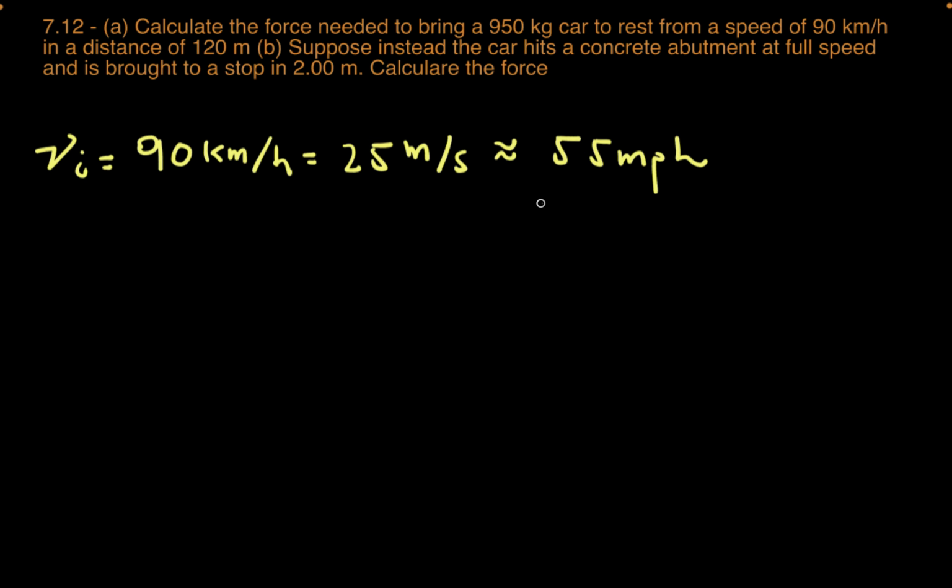Okay, so this car is just driving down the highway. Its mass is 950 kilograms, and it has to stop at a distance of 120 meters for part A, right? So distance is 120 meters.